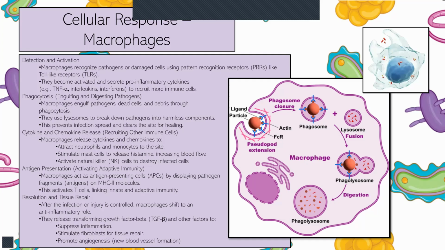This process not only eliminates the threat, but also presents pieces of the enemy, antigens, to other immune cells, such as T lymphocytes, helping to launch a more targeted immune attack. As inflammation progresses, macrophages shift their role from fighter to healers. They begin releasing anti-inflammatory cytokines, dampening the immune response to prevent excessive damage. They also stimulate fibroblasts, which lay down new tissue, helping to rebuild what was lost.